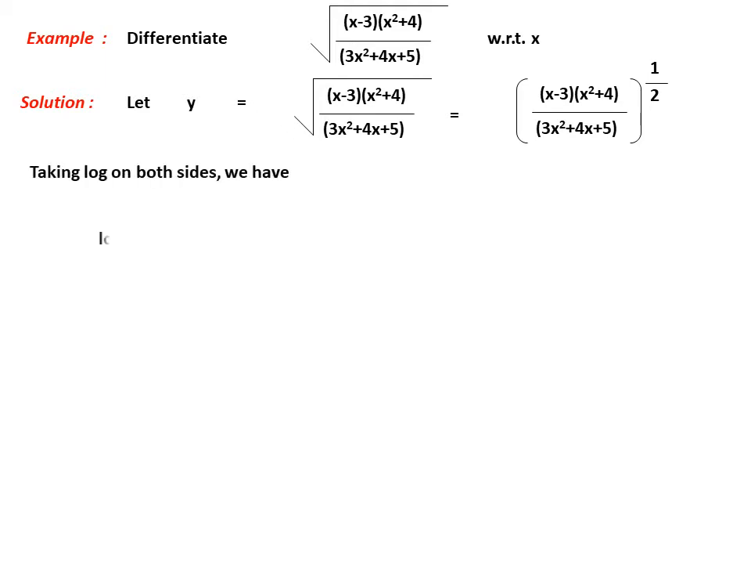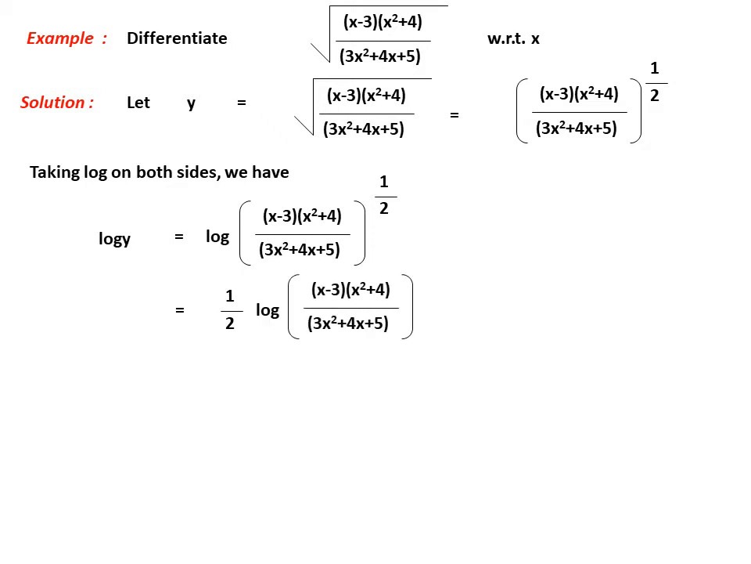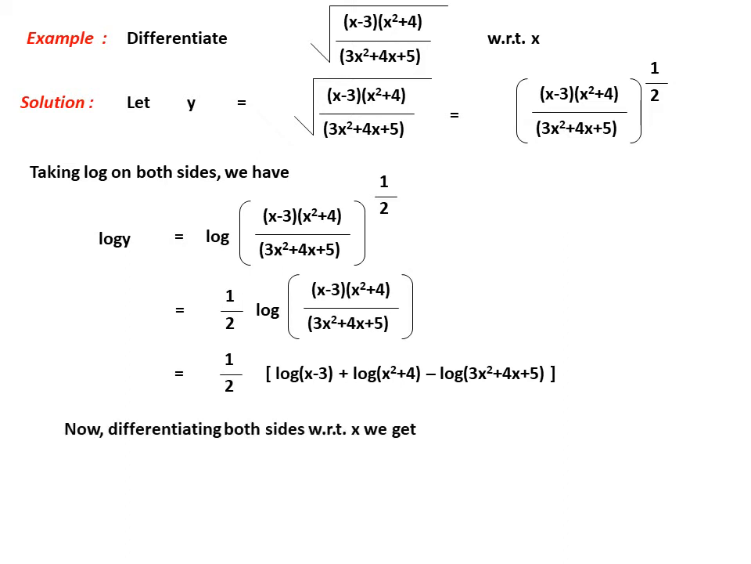Now, taking log on both sides, log y will be equal to log of x minus 3 into x square plus 4 divided by 3x square plus 4x plus 5, the whole to the power half. But you know the rule of log, half into log m to the power n rule. And about this one in the last class we have seen how it can be employed. So now simplify. This you can write as half into log x minus 3 plus log x square plus 4, that is product rule, minus log 3x square plus 4x plus 5 because of the log m by n rule. So now differentiating both sides with respect to x.